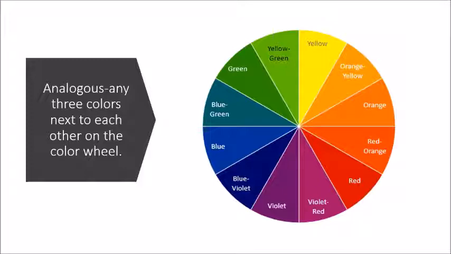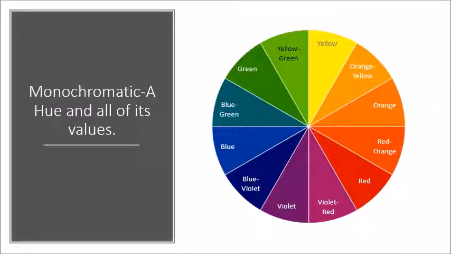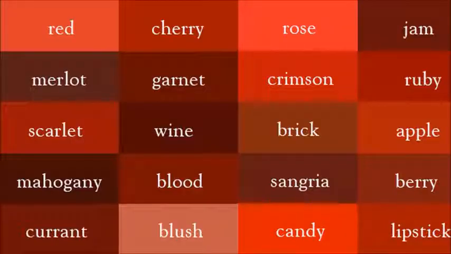Analogous colors. Any three colors next to each other on the color field. Complementary. Colors that are on opposite sides of the color field and create neutral colors when mixed. Monochromatic. A hue and all of its values.